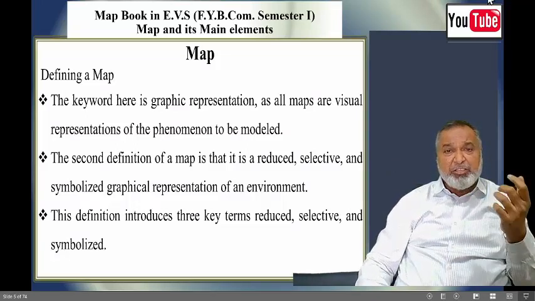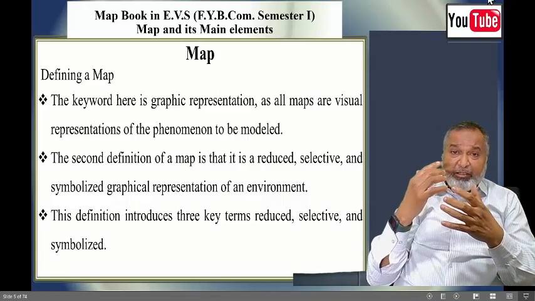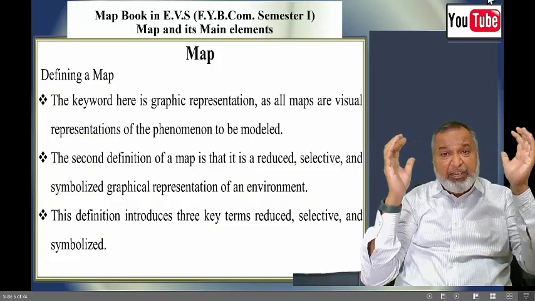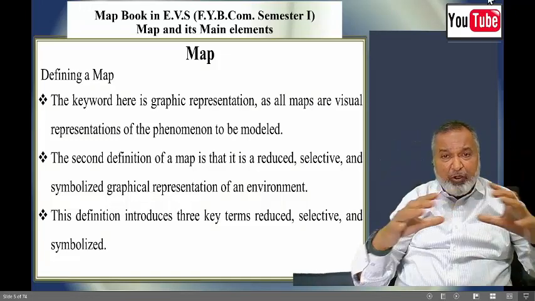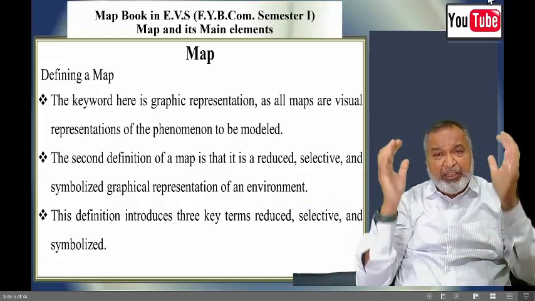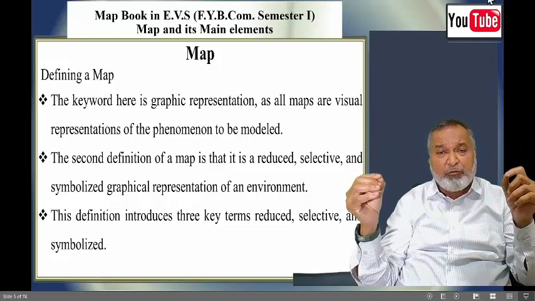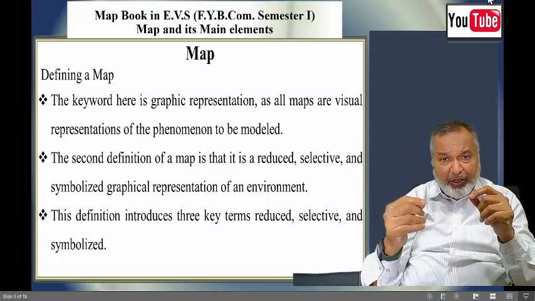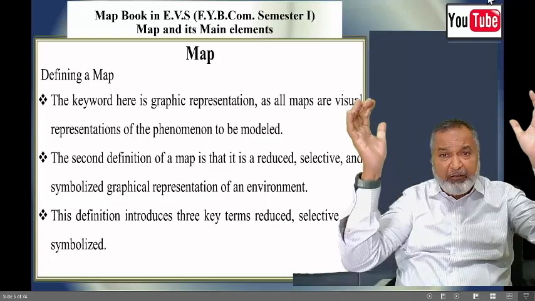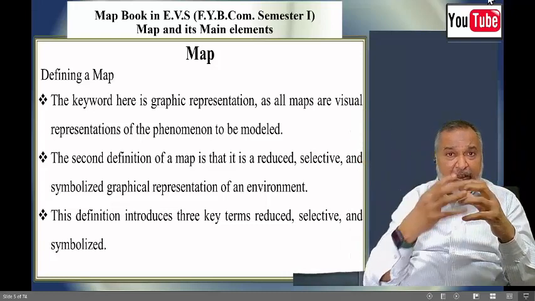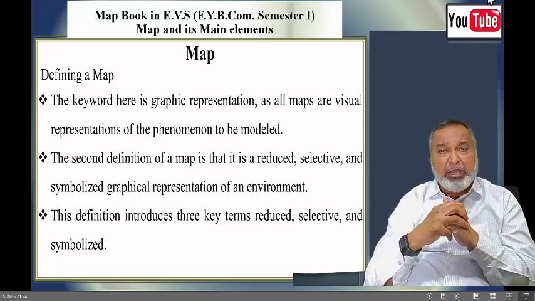The second definition is based on three important things. One, reduced. Here the area has been reduced. On a small paper we are going to show you the full world. So here the area has been reduced. The scale we have taken is 1 centimeter to 1000 or 2000 kilometers, so that a maximum area will be covered. And that is selective: what type of thing are we going to show in that particular map?